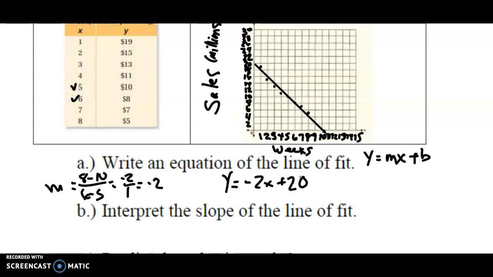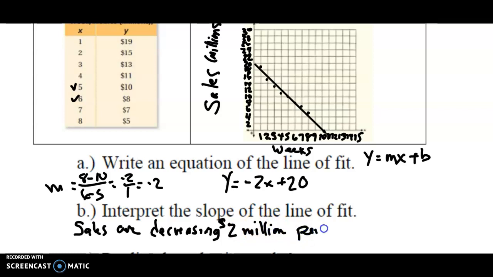Interpreting the slope of the line of best fit, to interpret, we want to say what that means in real life. Again, remember when you're doing slope, it's the y-axis over the x-axis, so the negative 2 has to have a label from y. So we're going to say that the sales are decreasing because it's negative, $2 million per week. Again, it's essentially you're writing a unit rate when you interpret.